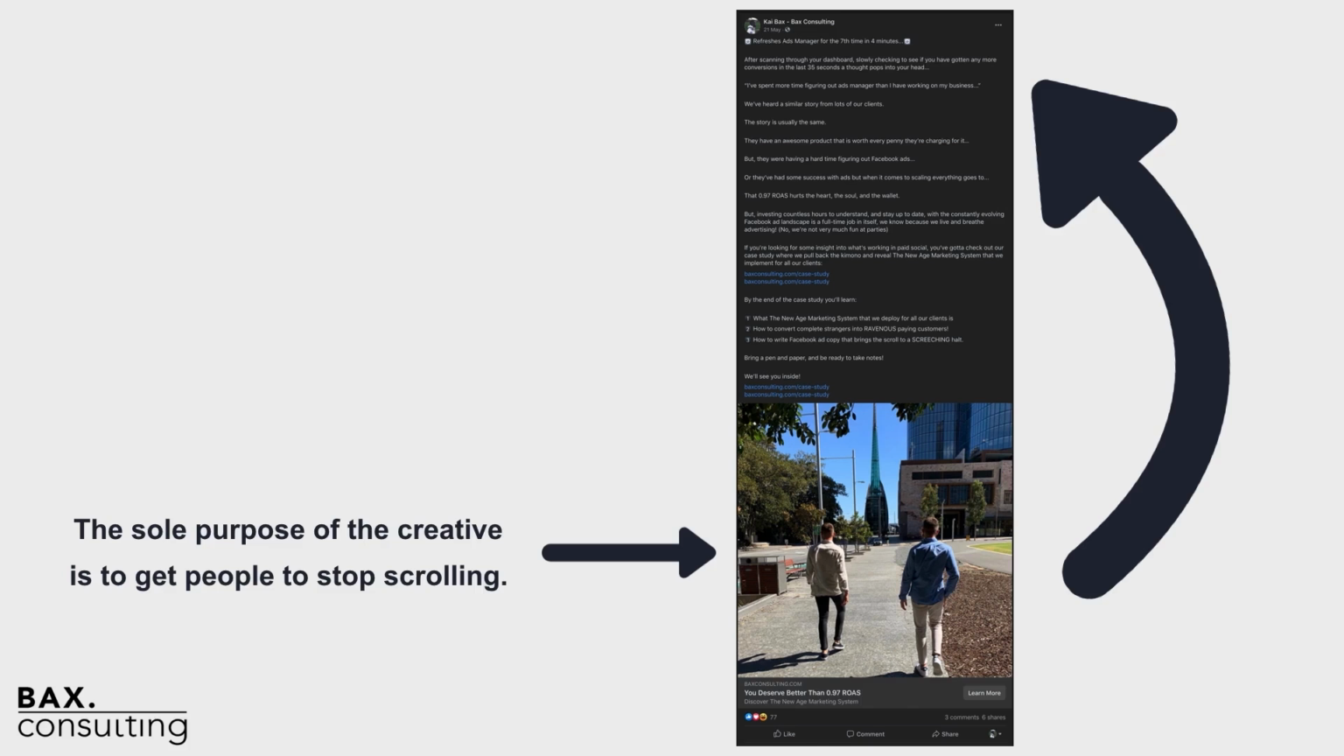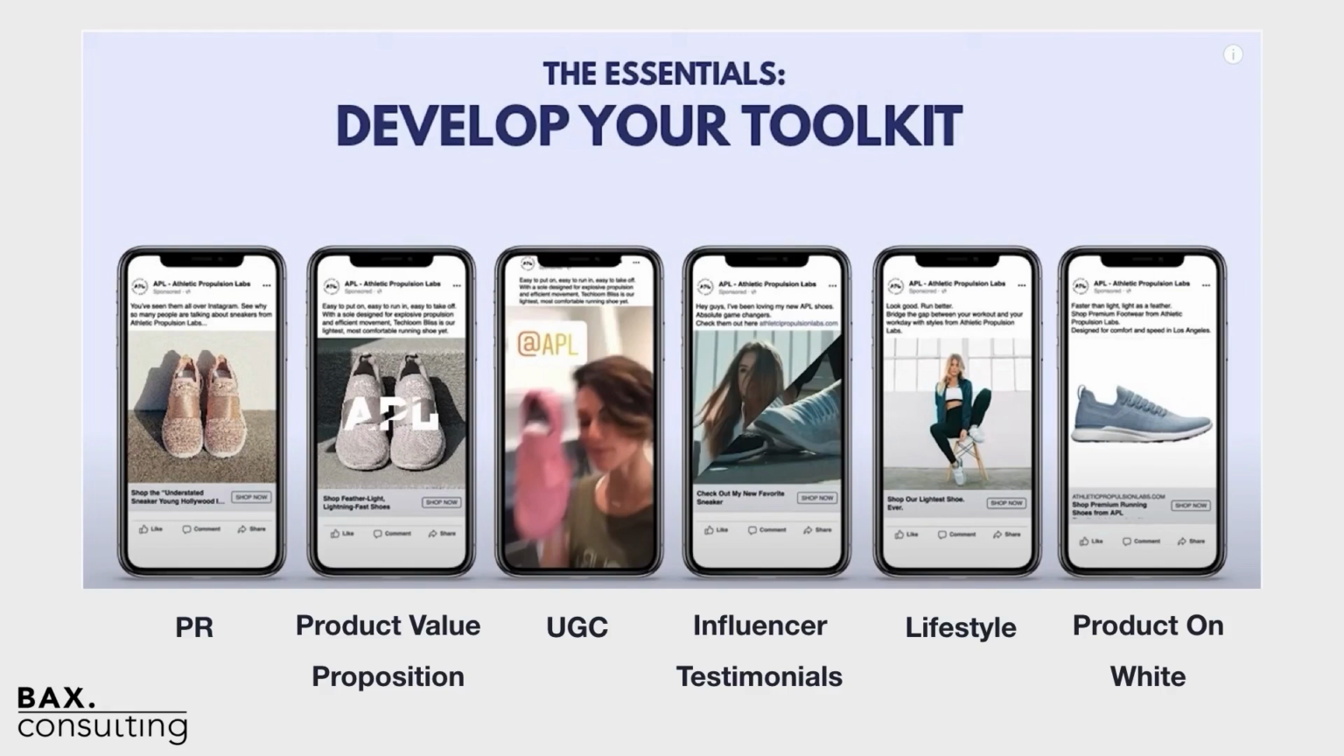Now, on the topic of creatives, here is a really good toolkit that you want to ensure you've always got at bay for your creatives, for your Facebook ads and Instagram ads, etc. The first type of creative that we've got is PR. Right above each section, you've got the type of creative that it is. So you've got PR, you've got product value proposition, so you can see it in a different light. You've got UGC, which is essentially user generated content. That's where you get one of your customers to send you a video or a photo of them using the product, of them wearing the product, etc.